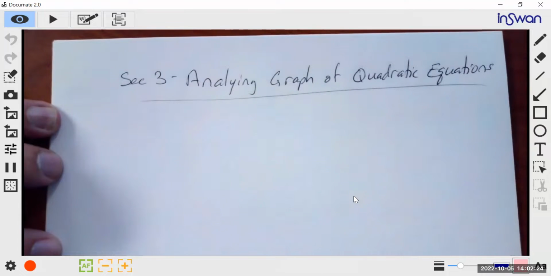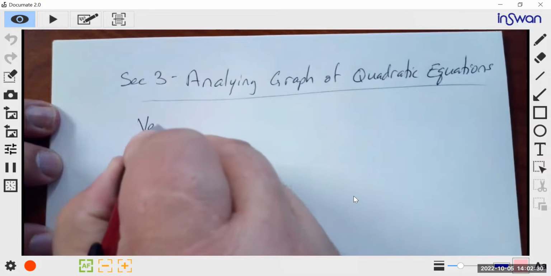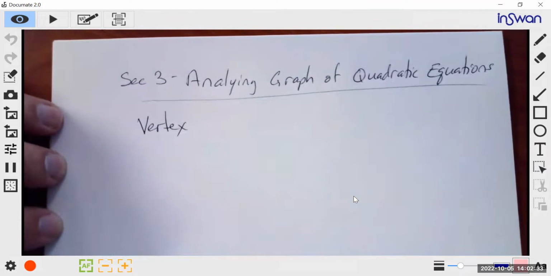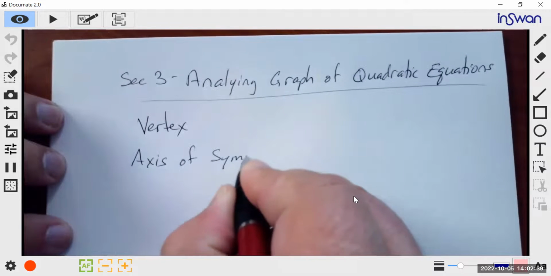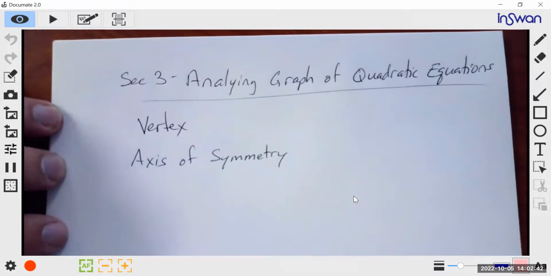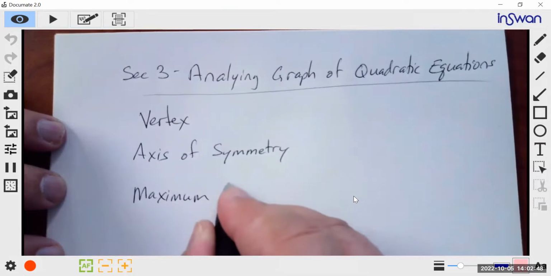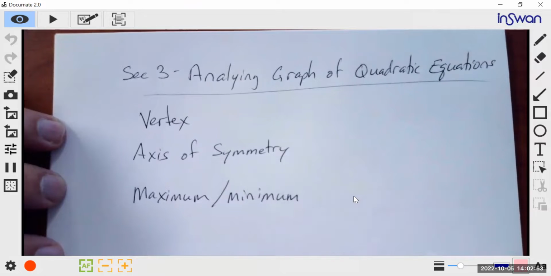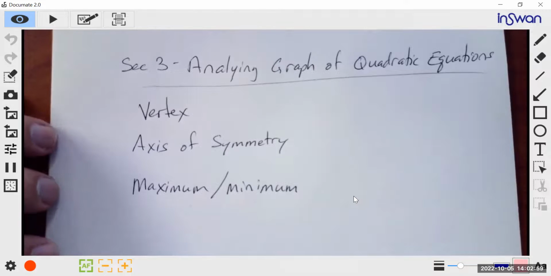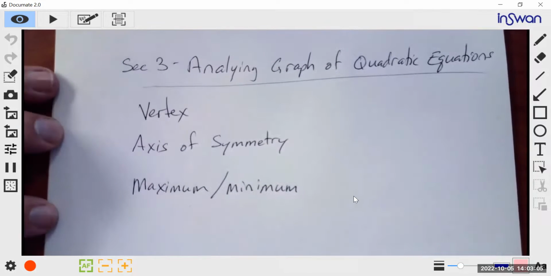When we talk about analyzing a graph, we're going to look at certain objects. The vertex. The axis of symmetry. The maximum or minimum. And there are a few other things, but we'll work with this right now. This is what we're looking at first.